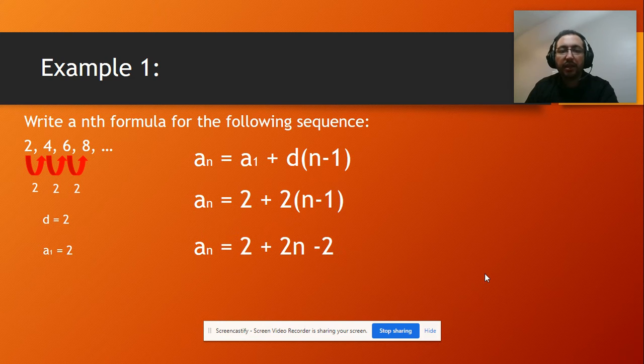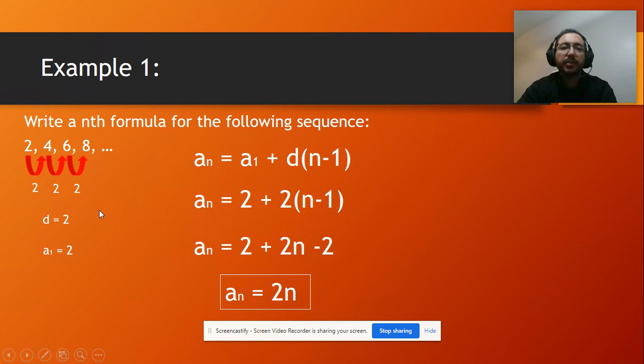So I just remove the parentheses using the distributive property, 2 times n and 2 times negative 1. So I'm going to have 2 plus 2n minus 2. And then combine like terms. My final answer, or my formula or rule for this sequence, will be a sub n equals 2n. So any number n that I want to find multiplied by 2 will give me the term.